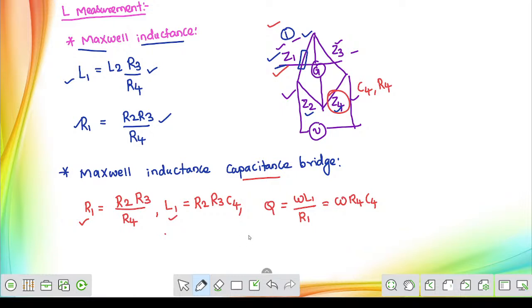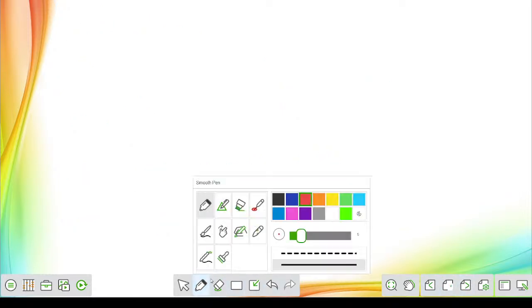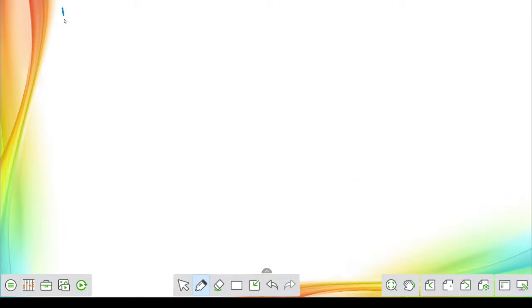Now let us discuss the third method, that is Hay's bridge method. The next one is Hay's bridge method. So let us take the next method to measure the value of inductance, that is Hay's bridge method.